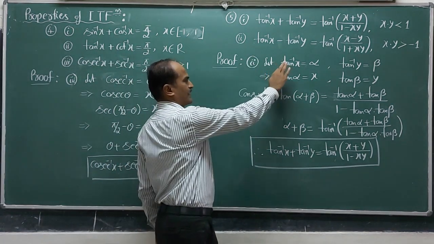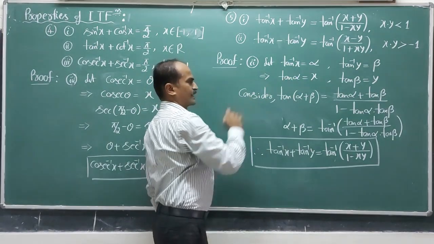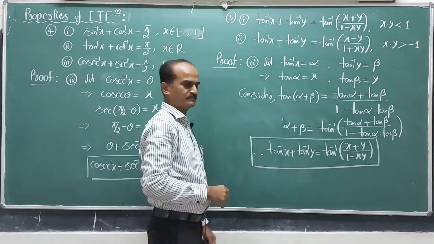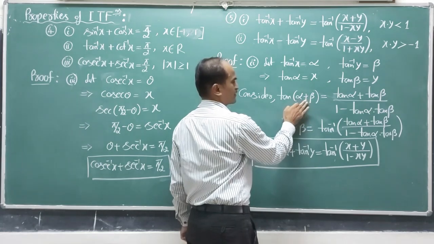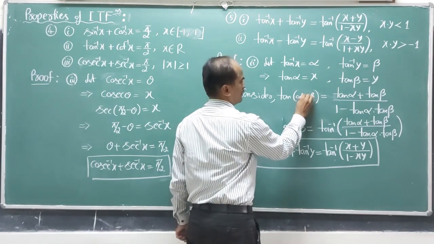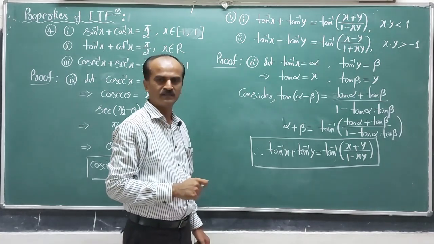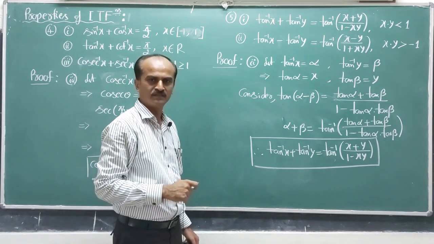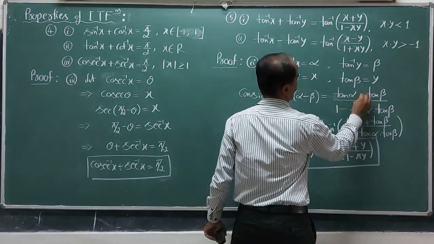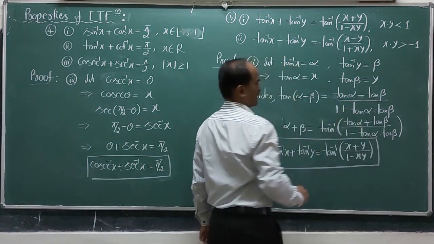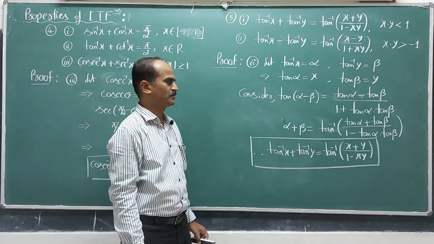As usual, tan inverse x is alpha, tan inverse y is beta. It implies tan alpha is x, tan beta is y. Instead of tan of alpha plus beta, I consider tan of alpha minus beta. What is tan of a minus b? Tan a minus tan b by 1 plus tan a into tan b. So here tan of alpha minus beta is tan alpha minus tan beta divided by 1 plus tan alpha into tan beta.